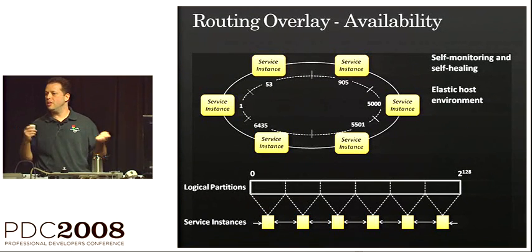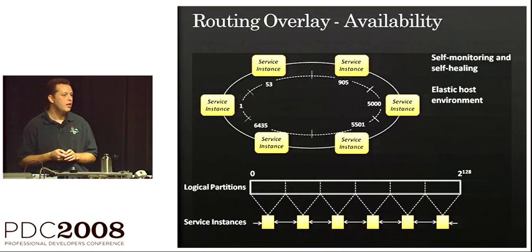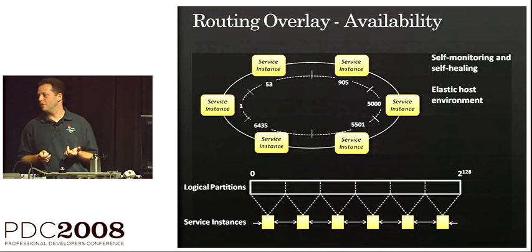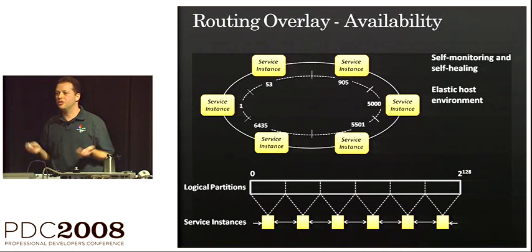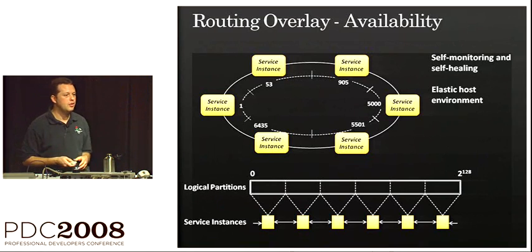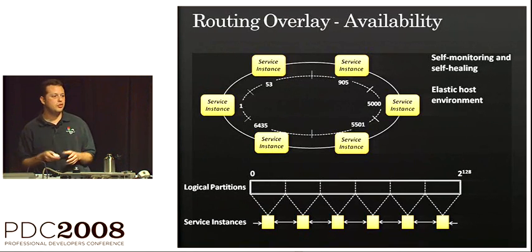And nodes will be monitoring their immediate neighbors. And what they'll do is they'll take steps to heal the ring when something goes wrong. And this is what we call an elastic host environment. A ring can shrink all the way down to one node, and the service is still running, actually doesn't notice. It can also grow to hundreds or thousands of nodes. And all this can happen without, again, the service noticing or even being disturbed.